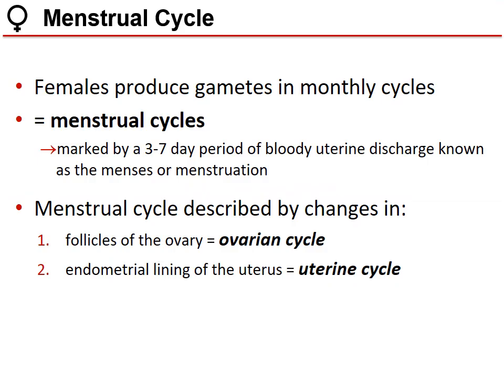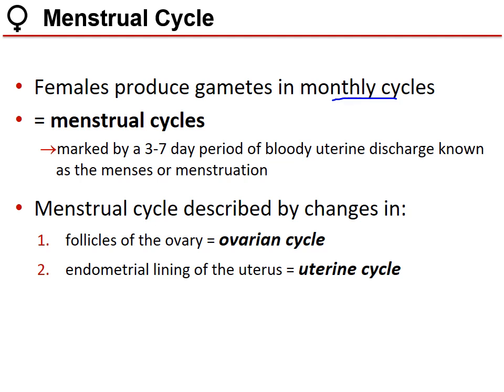Another difference between gamete production in males and females is that females produce gametes in monthly cycles. If you think back to male gamete production, we said that there are staggering stages of development happening at any one time in the seminiferous tubules, which means that at any time millions of sperm are ready to be released.